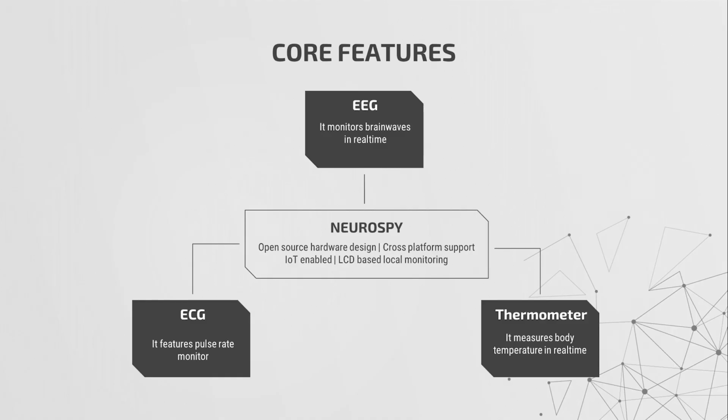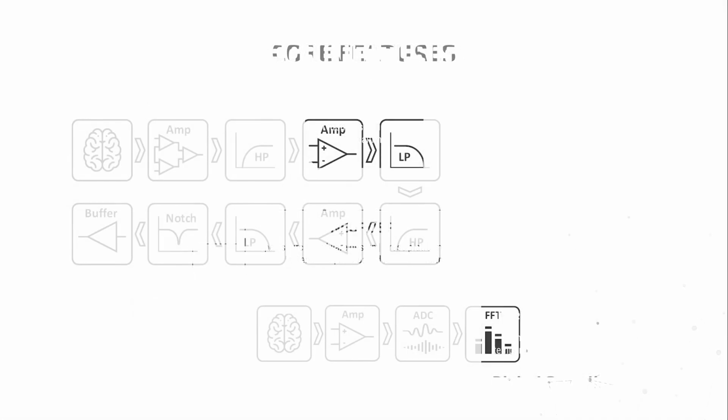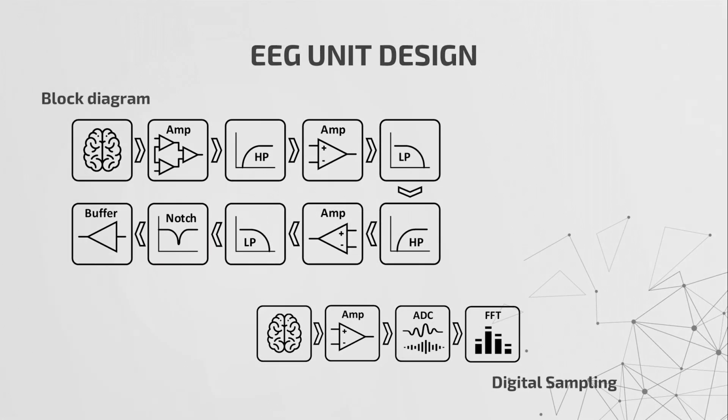As discussed earlier, our device can monitor EEG signals, heart rate, and ambient body temperature in real time. NeuroSpy is the code name of our biomedical device. Usually, biomedical signals are too small, microvolts to be precise. We have to amplify it because our microcontroller cannot handle such a low signal.